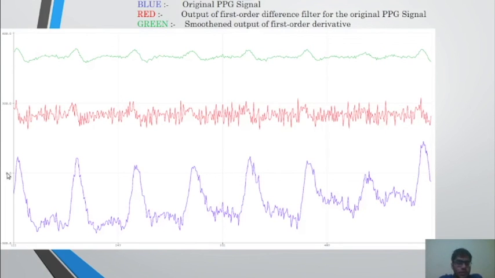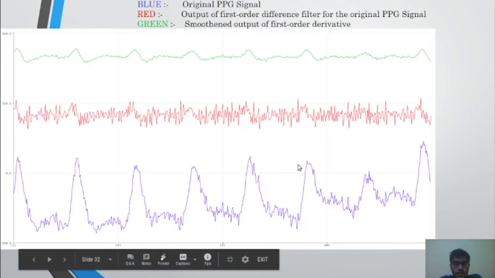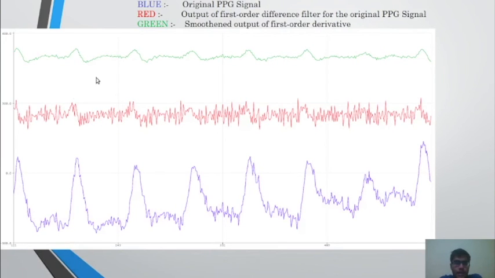The blue signal is the original PPG signal, and the red one is the output of the first order difference filter of the original PPG signal. When we pass it to the moving average filter, we see that this spurious noise is removed, and we get a relatively smoother signal showing where we had a high contrast.